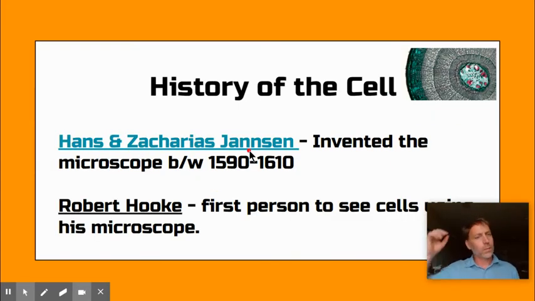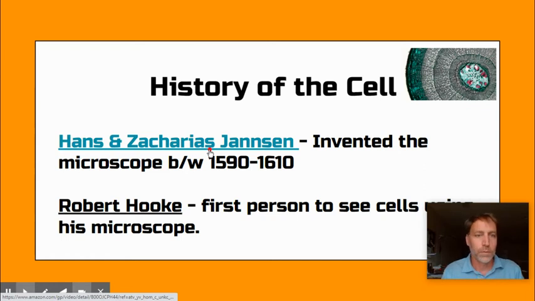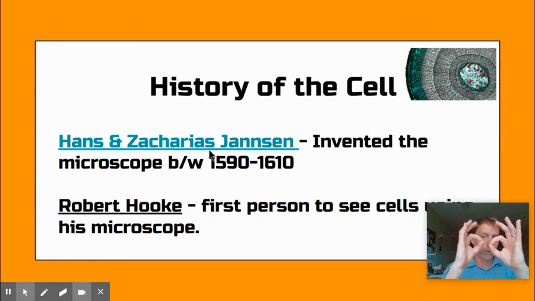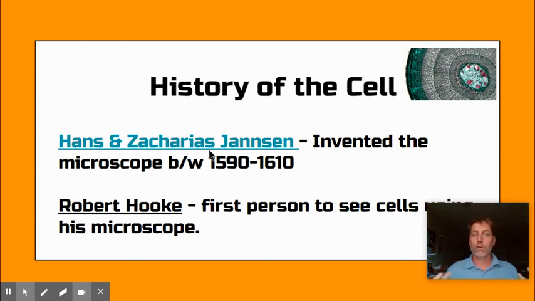Okay, so we'll talk a little bit about the history of the cell when we talk about this in class. We'll watch a video on Hans and Zacharias Janssen, and they invented the microscope literally by accident. They were playing around with some lenses that would go on the eyes, what they called spectacles, and they started moving the lenses in front of one another, and they noticed they were able to see things that are very small become very large when they looked through these 2 lenses. So they were the first ones to invent what's now called the microscope between 1590 and 1610.